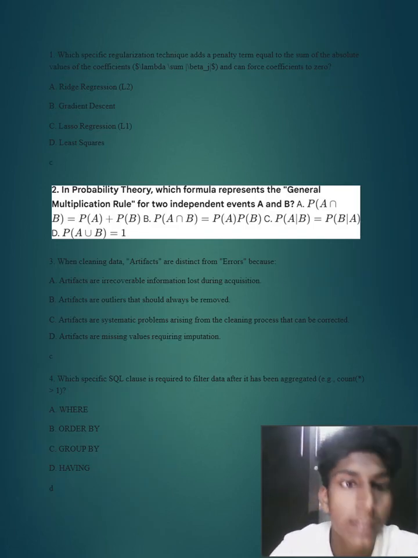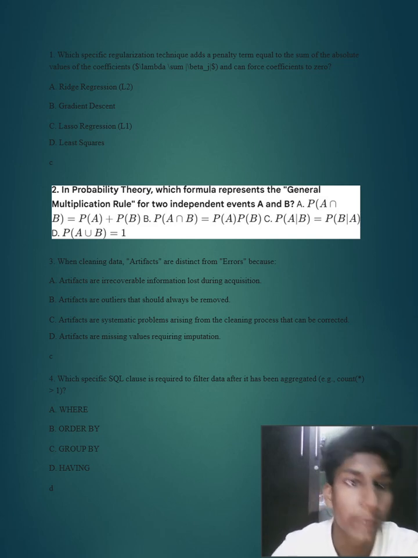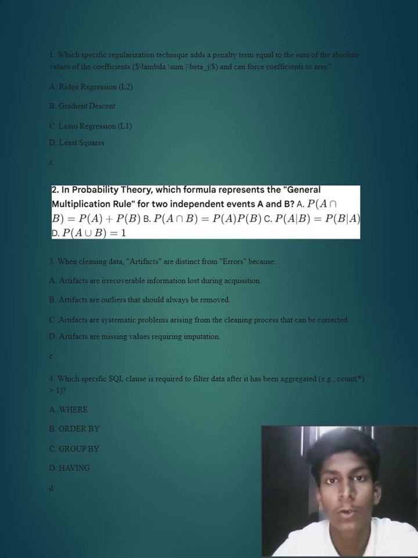So our first question is, which specific regularization technique adds a penalty term equal to the sum of the absolute value of the coefficients and can force coefficients to zero? A. Ridge regression L2, gradient descent, lasso regression L1, least square. So the correct option is C, lasso regression L1.